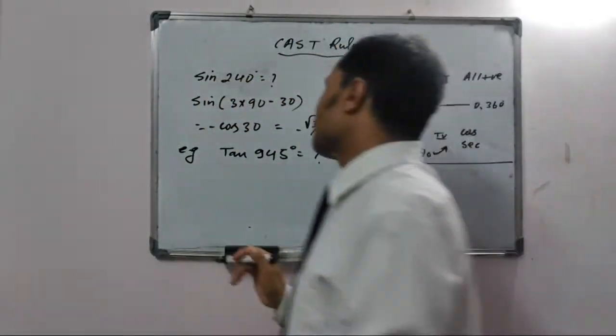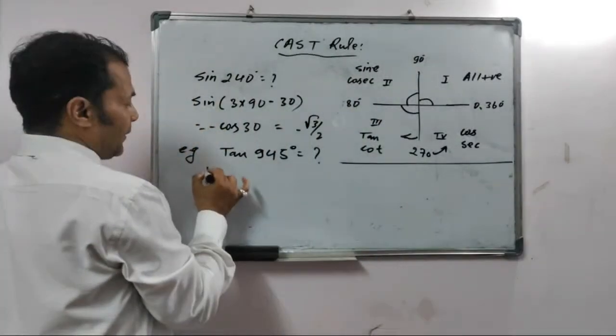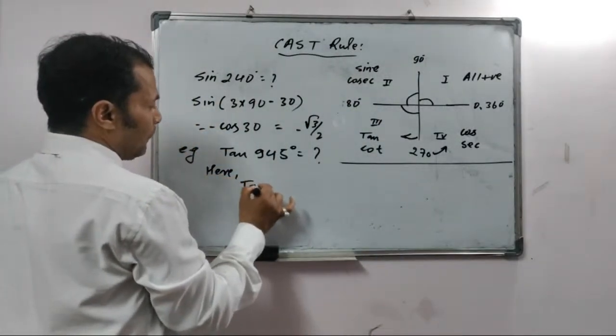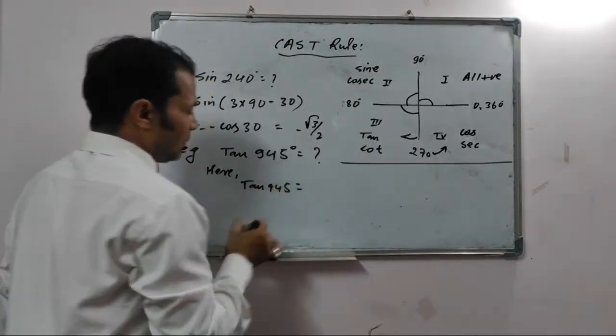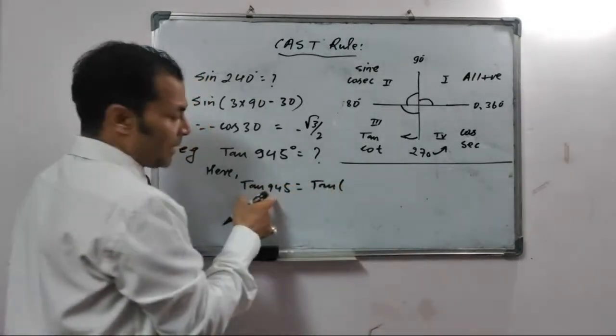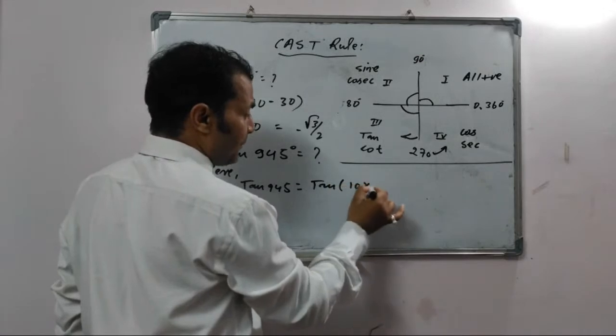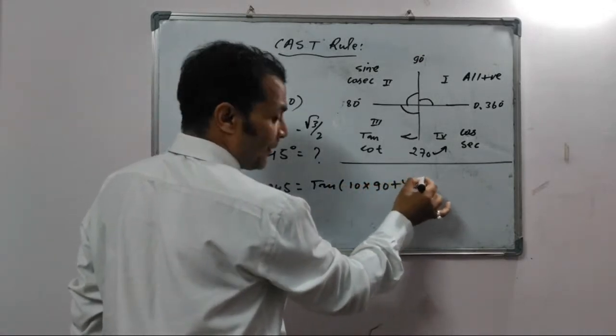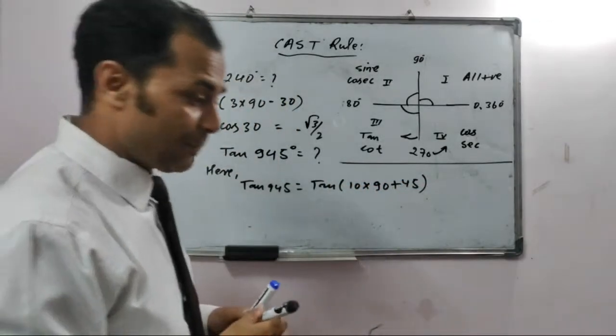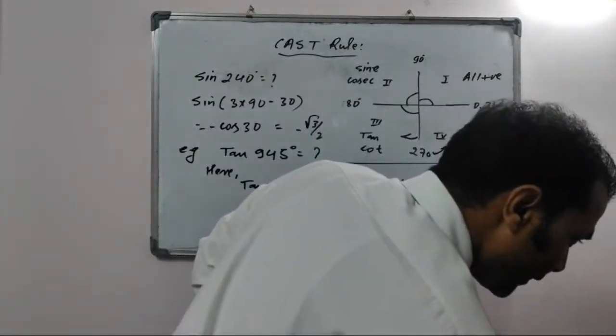Just try. See, here 945 equals 10 times 90 plus 45. 10 times 90 plus 45.